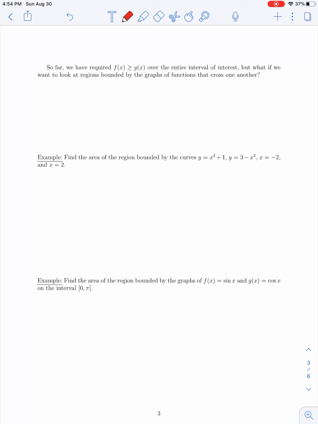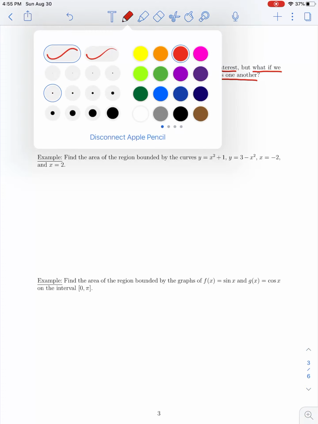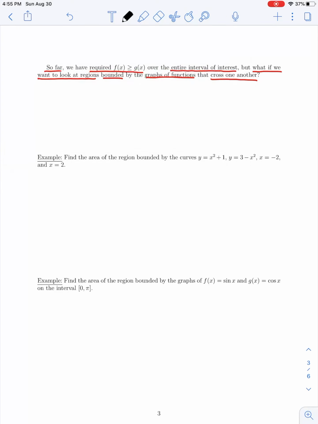So I'll mention here that in what we have been looking at so far, we required f of x to be greater than or equal to g of x. So that is, one of the curves was the upper curve over the entire interval of interest. But what if we want to look at regions bounded by the graphs of functions that cross one another within a given interval? So let's take a look at this graphically.